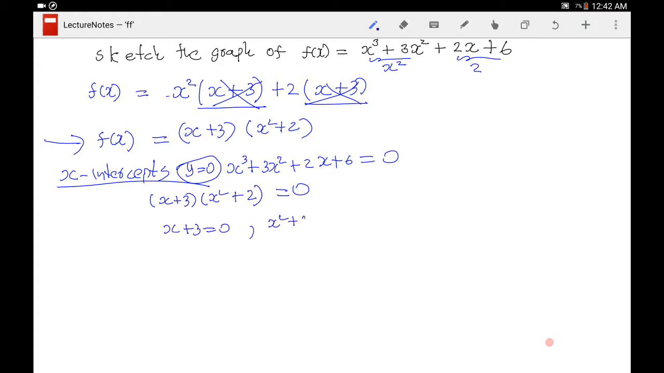So this gives x equals negative 3, and x squared equals negative 2, so x equals plus or minus the square root of negative 2. That means it is complex.